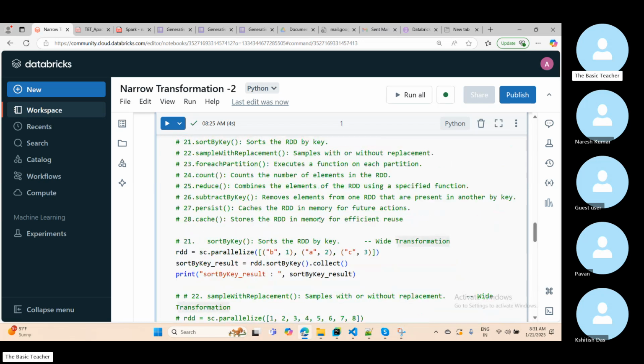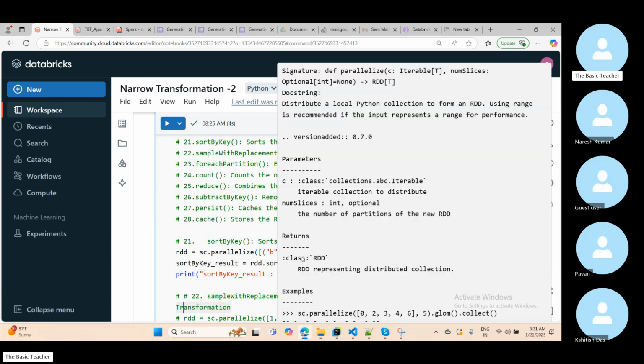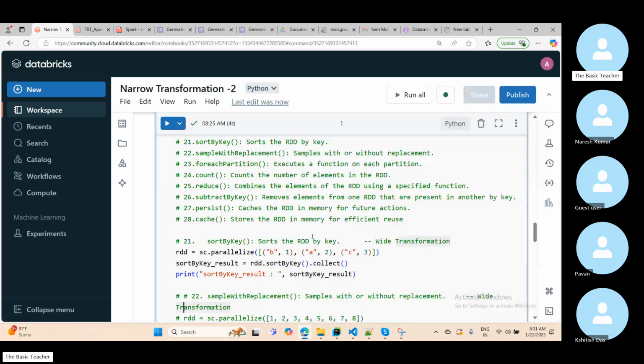Okay, so when we look at sort by key, you have B1, A2, and C3. This is random. A should be first, but here A is in the middle, right? This is the key and the value is 1, 2, 3. You are doing sort by key. Then what will be the output for this?